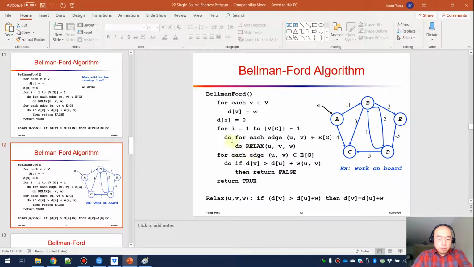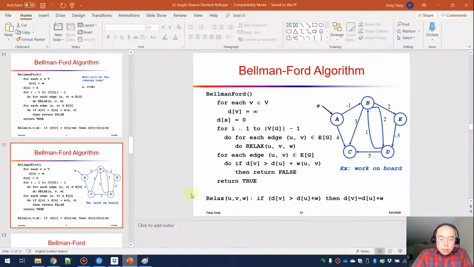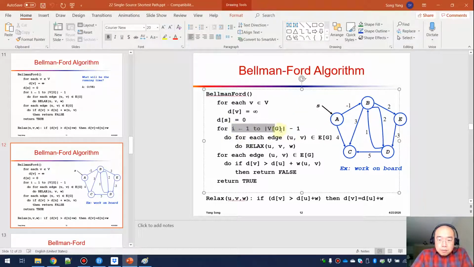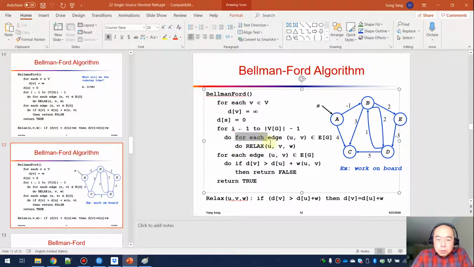Okay, so we are going to start the work on the drawing board. And remember, there is an outer loop and an inner loop. For the outer loop, we iterate a total of V minus 1 times, where V is the number of vertices. There are 5 vertices, so we do the outer loop for a total of 4 rounds. For the inner loop, we iterate over each edge, so for each outer loop round, we visit each of the edges.